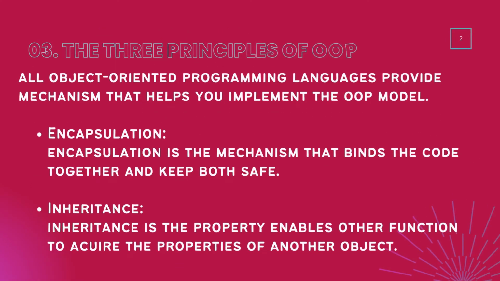So, let us talk about the three principles of object oriented programming. All object oriented programming languages provide mechanisms that help you implement the object oriented model. They are encapsulation, inheritance, and polymorphism. Let's take a look at these concepts now.